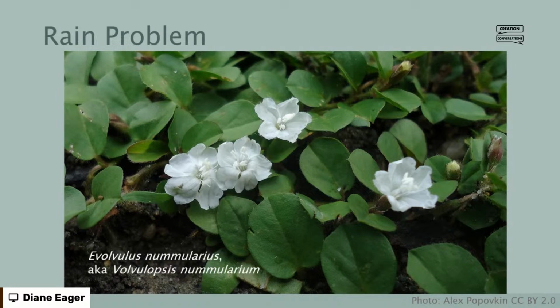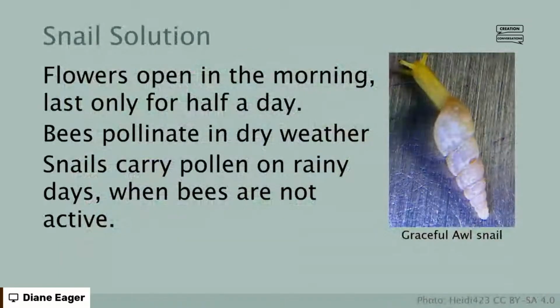It's actually a creature that you wouldn't think of. It's a snail. These flowers open in the morning. They last for about half a day. In dry weather, they're pollinated by bees. But in rainy weather, it turns out that snails can carry their pollen when the bees are not active. So whoever thought that snails could have a good function?